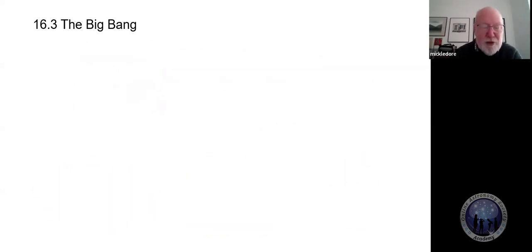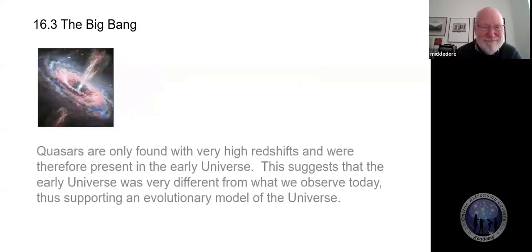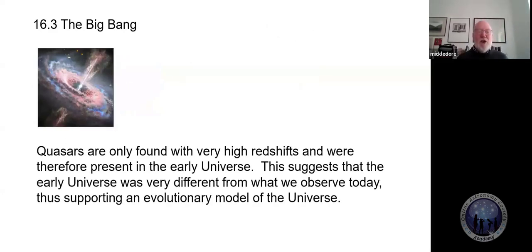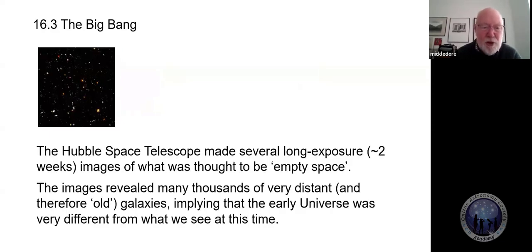That's the wrong button again. We're going backwards. We're going cyclic. There we are. Quasars are found only with very high redshifts, so they were present in the early universe, long died out. This suggests the early universe was very different from what we've got today. And there was something very similar in the caption for the Hubble deep field images. There we are. I think you're able to read that. I think that's more or less what I was saying.